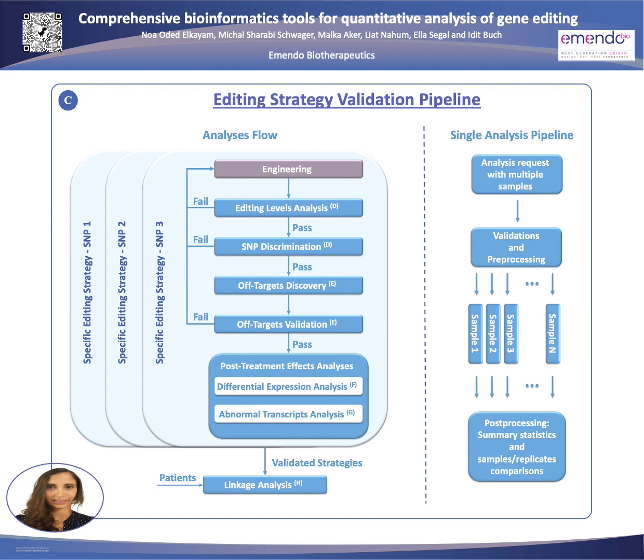Now, if you look at the right scheme, you can see the general flow of each assay analysis pipeline. We start with analysis requests containing multiple samples. The first step includes data validation and pre-processing. Then, all sample analyses are parallelized and relevant statistics are reported. At the end, there is a post-processing step which takes all samples and produces summary, comparison, normalizations, and more.